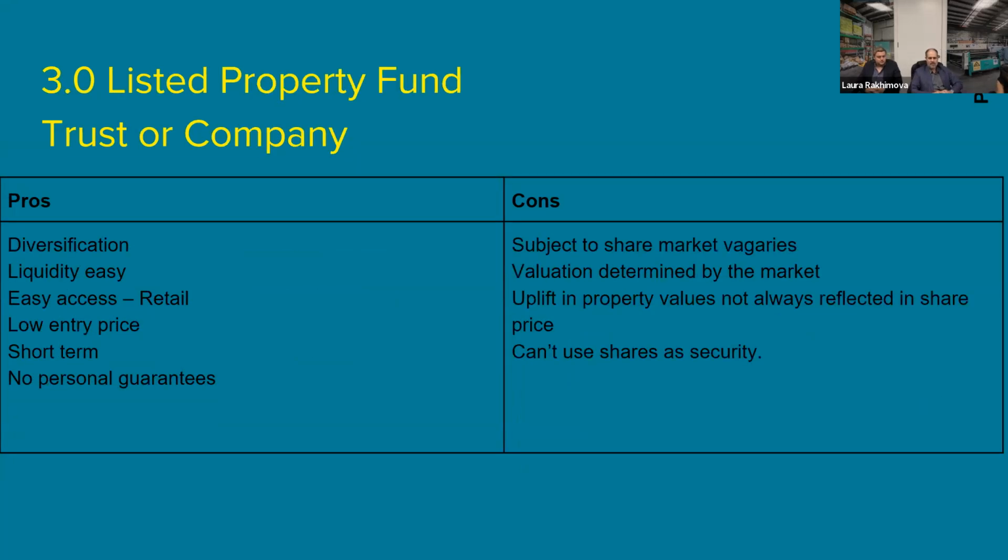So just on to listed property funds. This would be, for example, like Property for Industry. Some of the pros there are diversification. I think Property for Industry has about 2 billion worth of properties. Yep. So that's a big spread over a number of tenants and number of properties. So that's a big advantage.